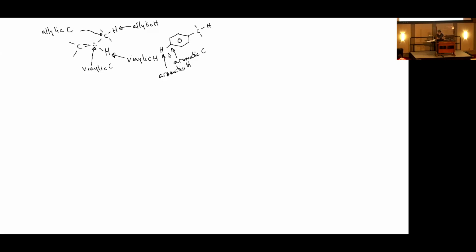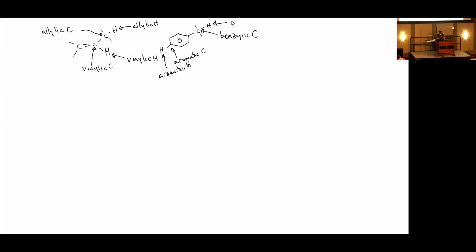Unfortunately, I cannot tell you how much I regret this, except none of us was around when these names were decided on, and so we weren't there to complain. But unfortunately, the term benzylic, B-E-N-Z-Y-L-I-C, refers to carbons not in an aromatic ring, but one position over, attached directly to an aromatic ring. It's very unfortunate. It's confusing because benzylic sounds like it should mean the same thing as aromatic. It does not. Benzylic means next door to an aromatic ring.